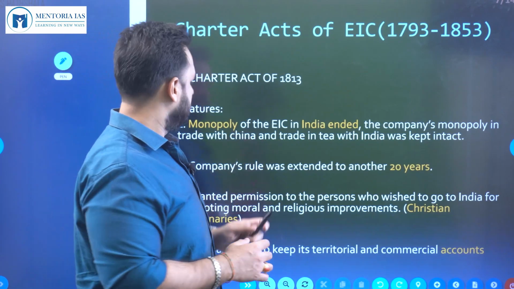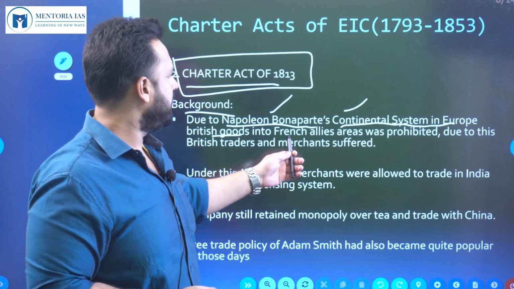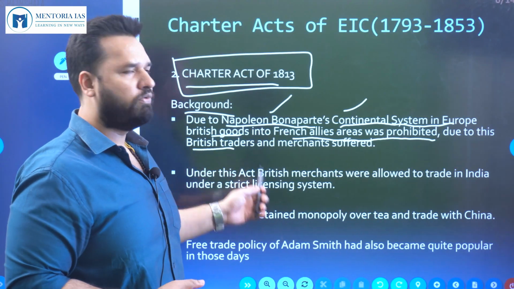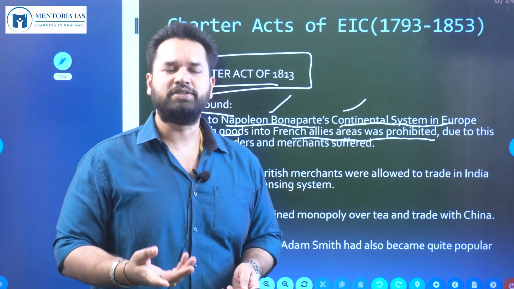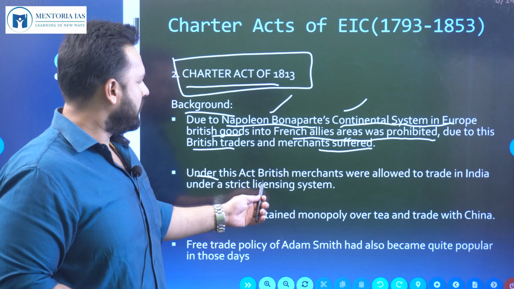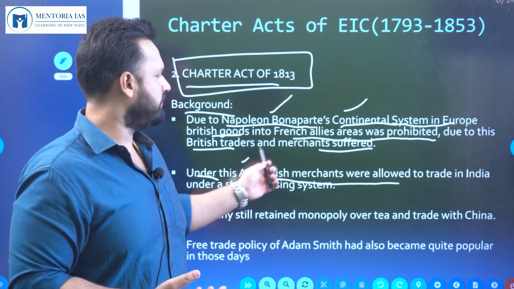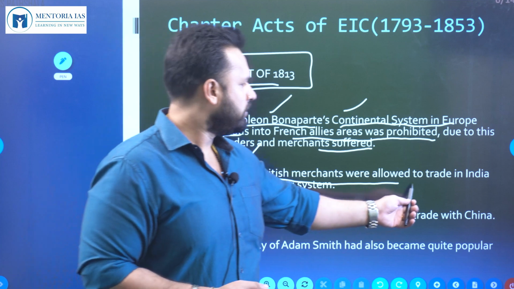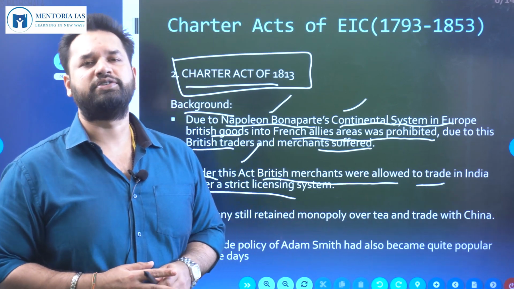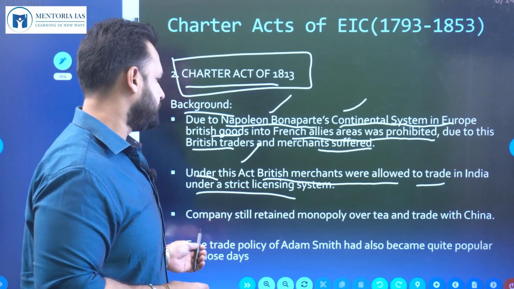British goods are barred from entry into French allies' areas. They are prohibited. Due to this, what will happen? The British traders and merchants suffered. So, under this act, the British merchants were allowed to trade in India under a strict licensing system. So, the exclusive rights of East India Company are gone.